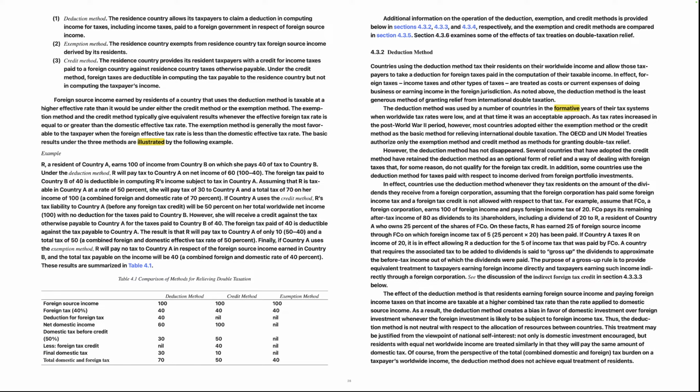For example, assume that AFCO, a foreign corporation, earns 100 of foreign income and pays foreign income tax of 20. AFCO pays its remaining after-tax income of 80 as dividends to its shareholders, including a dividend of 20 to R, a resident of country A who owns 25% of shares of AFCO.